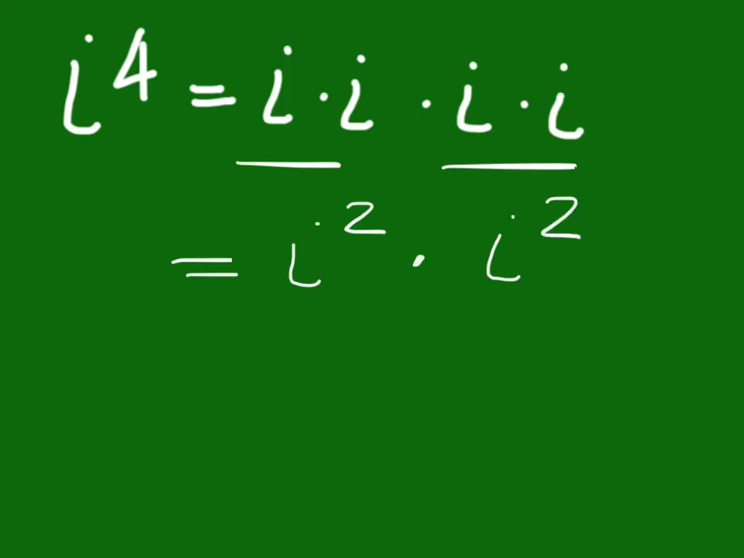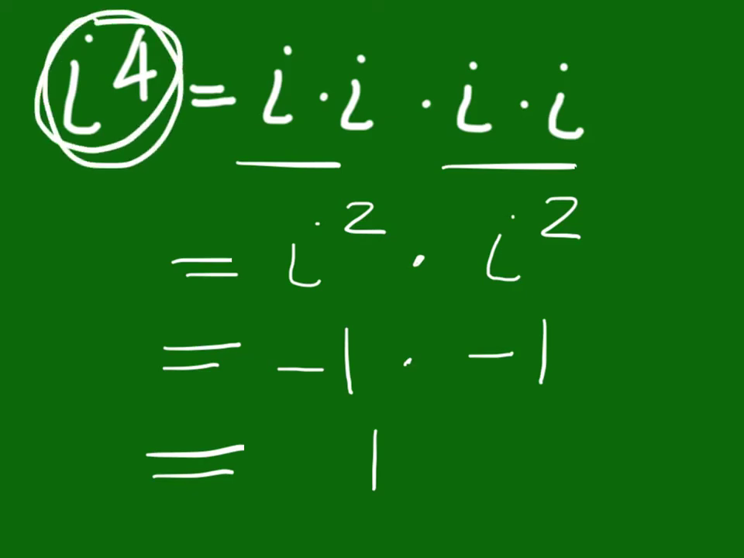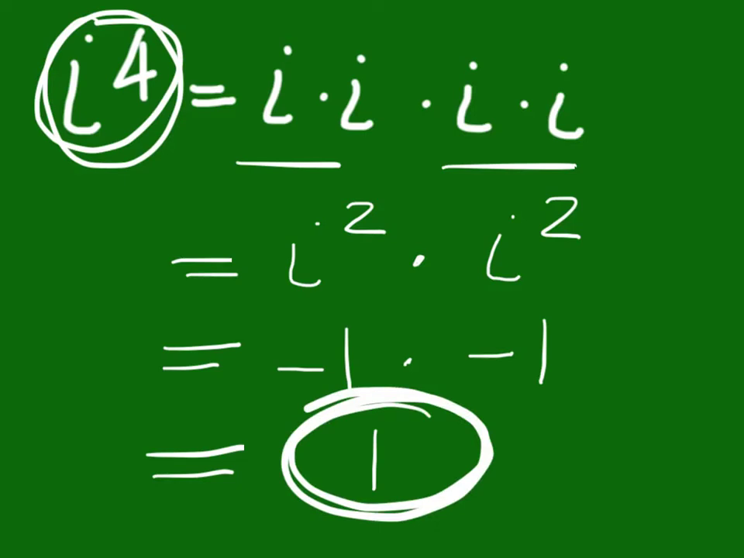What was I squared that we've already solved for? I squared was negative 1, so you can write down negative 1 times negative 1. What would the answer be for I to the fourth? Just 1, yeah. Negative 1 times negative 1 is 1. And this will never change. I to the fourth will always be 1. And if you remember that, then it's going to make it easier on you. So you don't have to keep writing this out every time. Just remember, I to the fourth is 1.